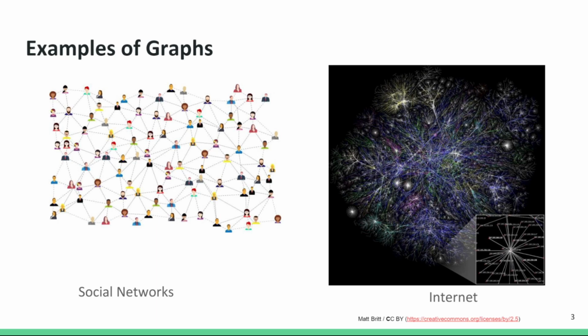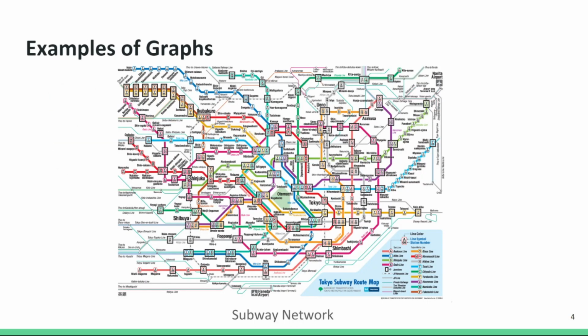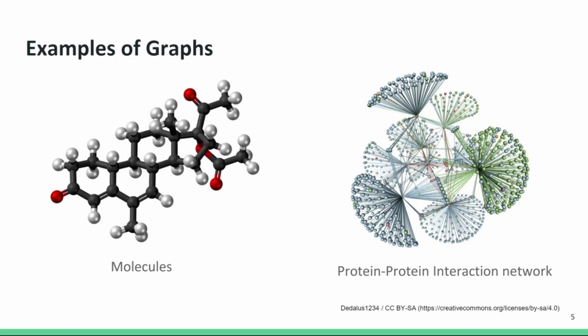In a social network, the nodes may represent people, and edges may represent their friendships. The internet can also be represented as a graph, where the nodes are IP addresses and edges represent the communication links between these nodes. A subway network is also naturally represented as a graph, where nodes represent subway stations and edges represent routes between these stations. Graphs also have their place in physical and life sciences.